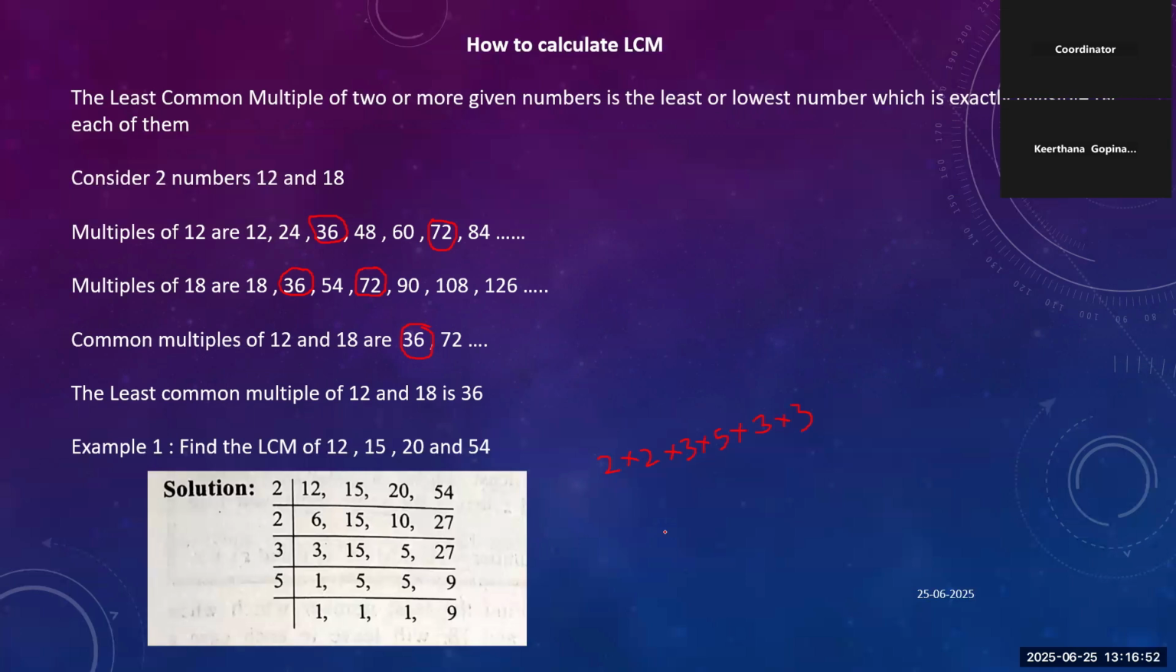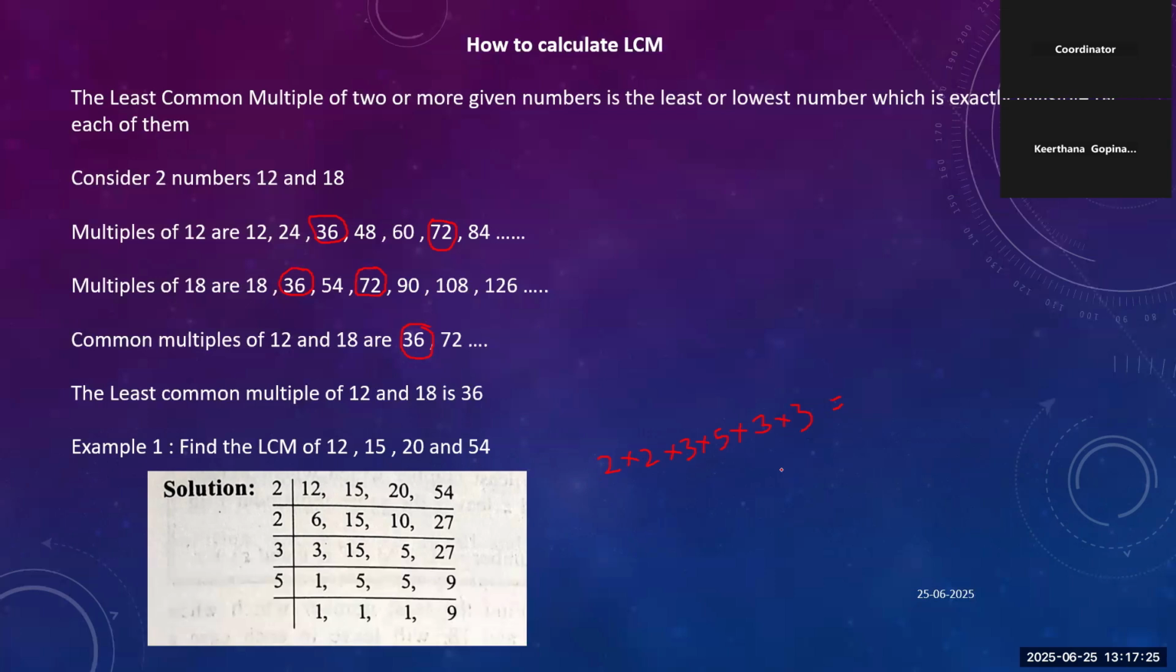So now what is the LCM? The LCM is 2 into 2 is 4, 4 3s are 12. Why should we not use 9 as a divisor? It's not a prime number. We should use prime numbers only for LCM. 9 is not prime because 9 is divisible by 3.